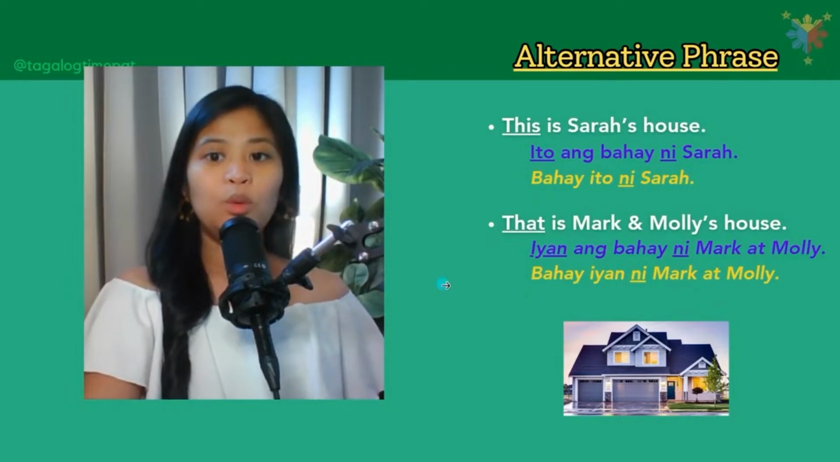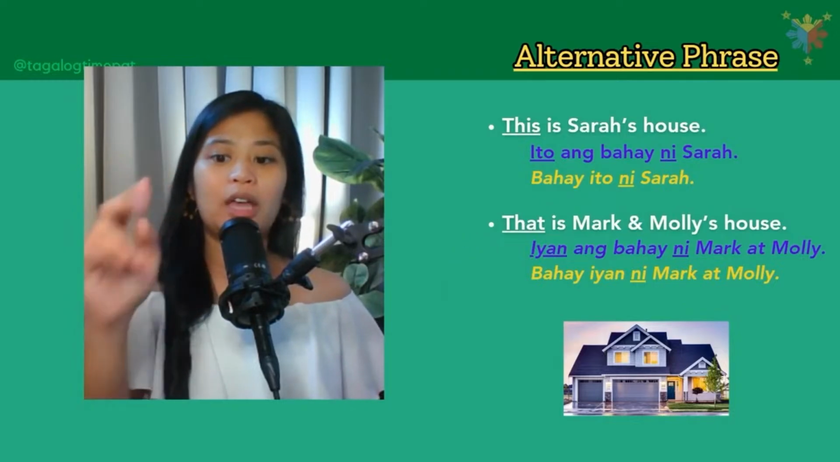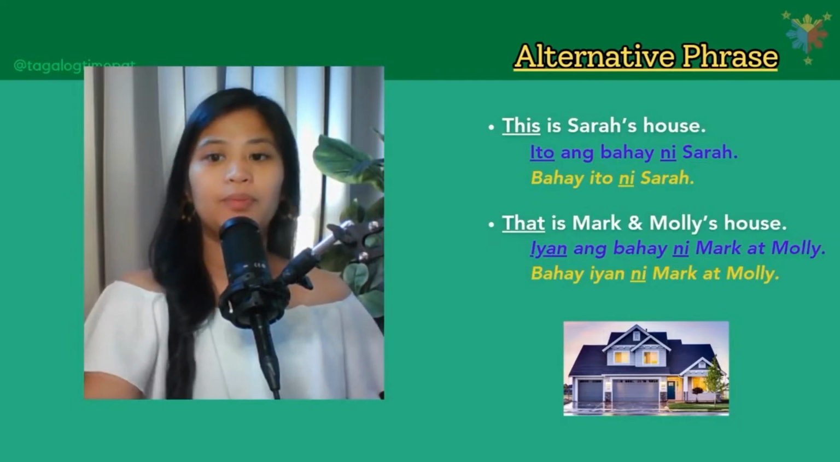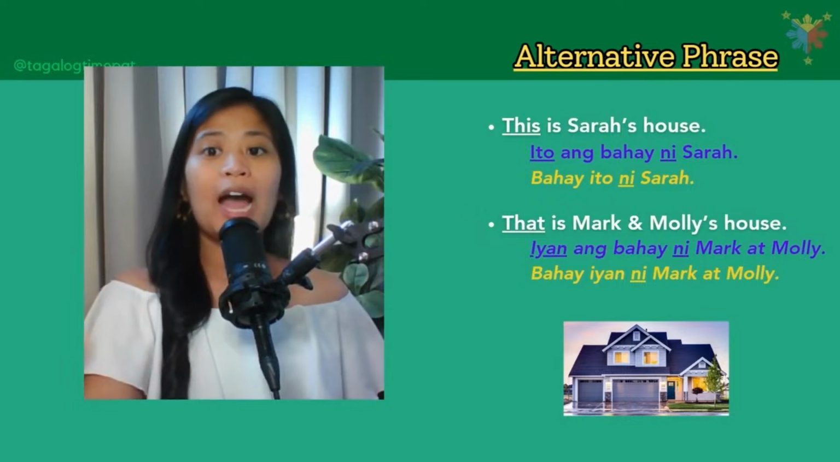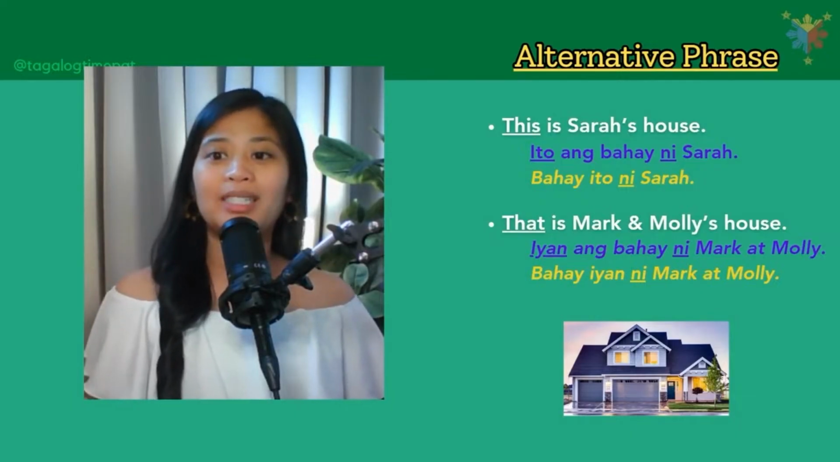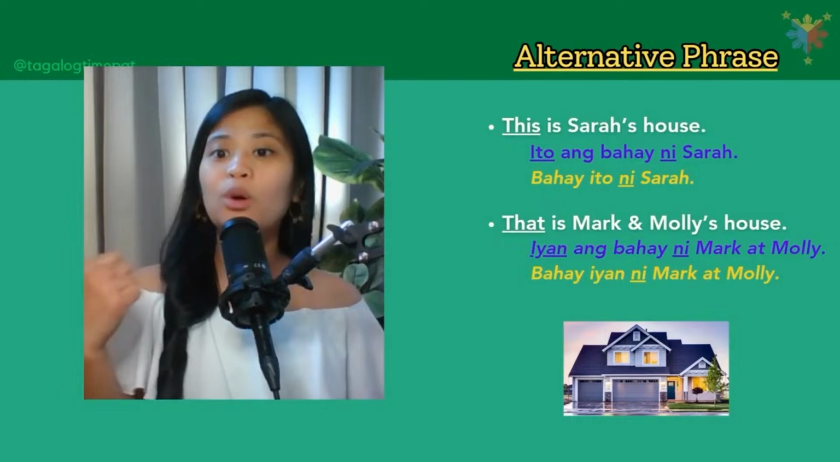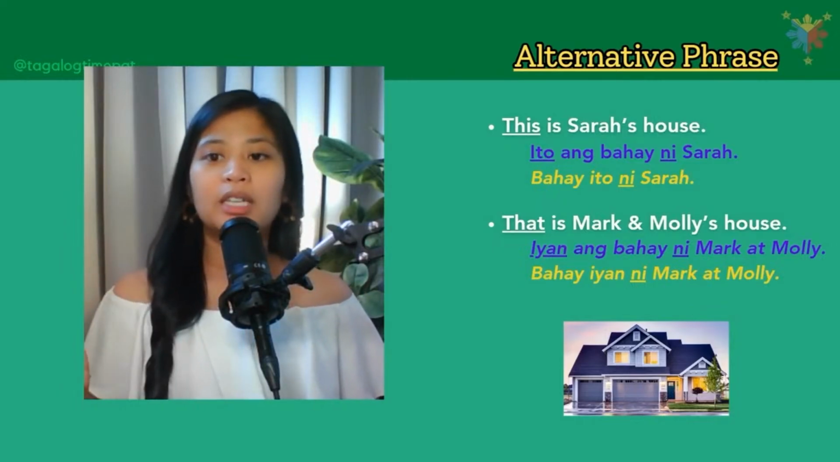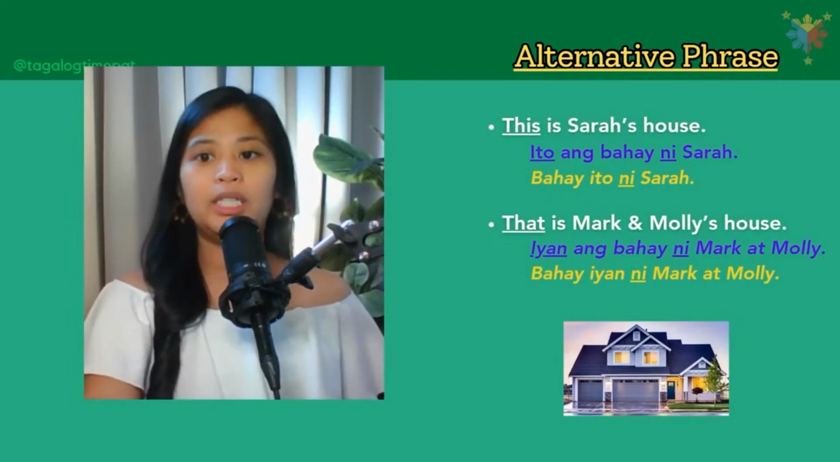So these two ways to say these phrases are both correct. They are used equally as much. So you might hear them in those ways, or you could practice saying them either way. I would say it's more casual to say, "bahay ito ni Sarah." But if I'm walking around and we happen to be walking by Sarah's house, I could say, oh, "ito ang bahay ni Sarah." This is Sarah's house. So it kind of just depends on the context of what you're trying to say. Okay, but they are both used equally as much.